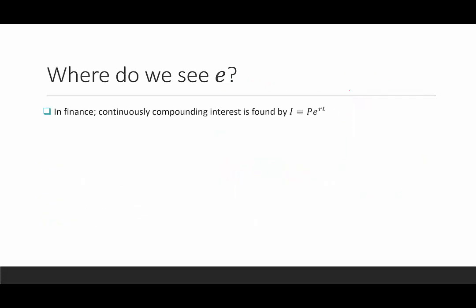Okay, where do we see e? One place we see it is in finance. If we're looking at interest when it's compounding continuously, it's part of the formula interest equals principal times e to the rate times time. We see them in Bernoulli trials in probability theory.